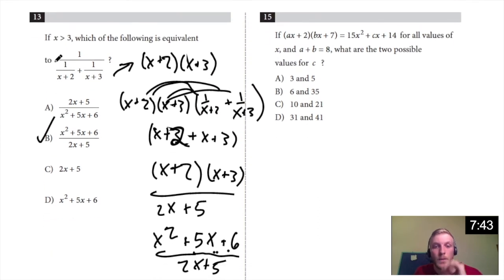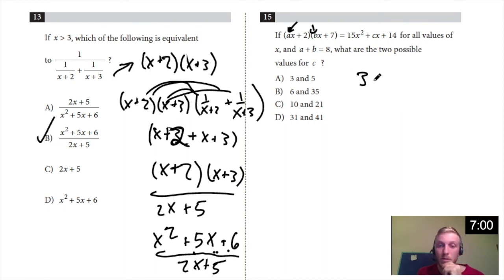Moving along, 15. If ax plus 2 times bx plus 7 is equal to 15x squared plus cx plus 4 for all values of x, and a plus b is equal to 8, what are two possible values for b and c? So a and b, these two terms added together equal 8. And we can see multiplied together they equal 15. So what numbers can we use that added together equal 8, multiplied together equal 15? 3 and 5.